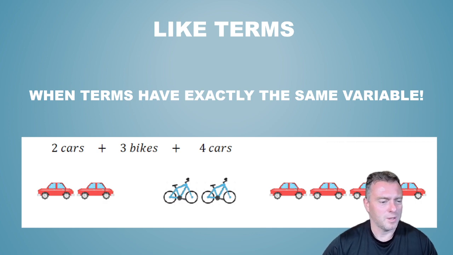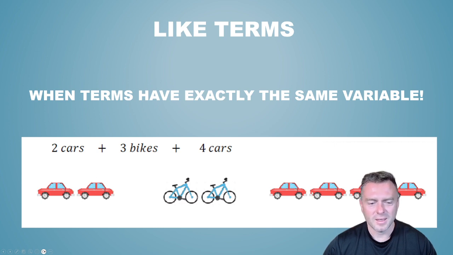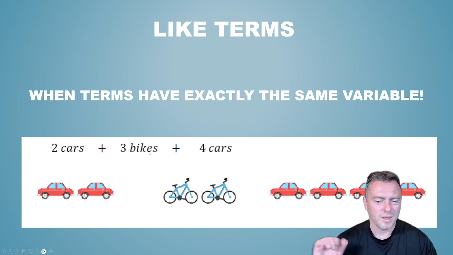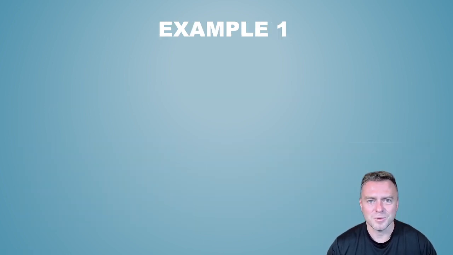So in this example here, you've got 2 cars plus 3 bikes and plus 4 cars. You can merge the 4 cars together and get 6 cars, but you can't add in the bikes because they're different. Now they might look the same, but they're not. Okay, now that's really, really important.